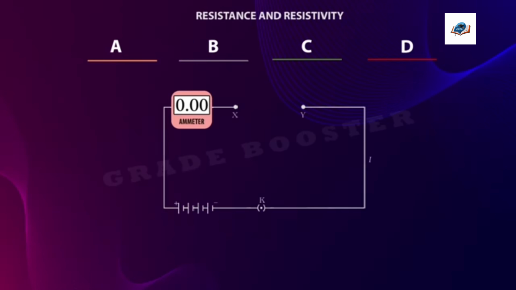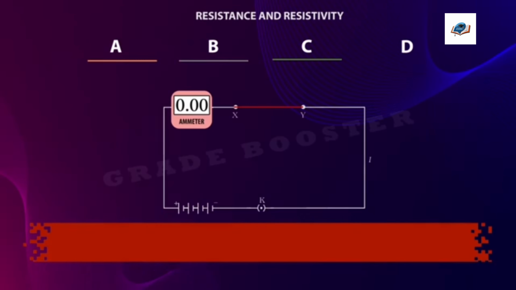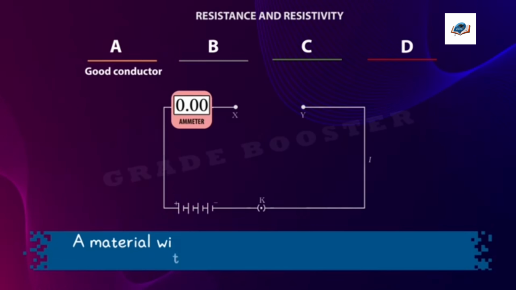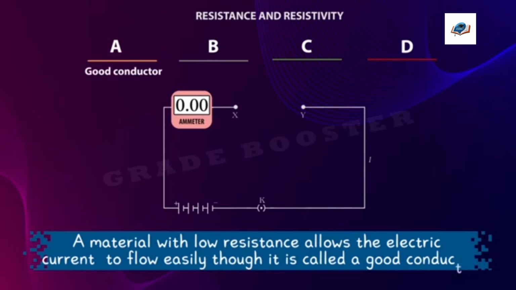Now replace wire B with wire C. In case of wire C, very less current is passed compared to wire B. Now replace wire C with wire D. Now there is no electricity passed in the circuit and no reading is observed in the ammeter. So from the above experiment, we can call wire A a good conductor. What is a good conductor? A material with low resistance that allows the electric current to flow through it easily is called a good conductor.